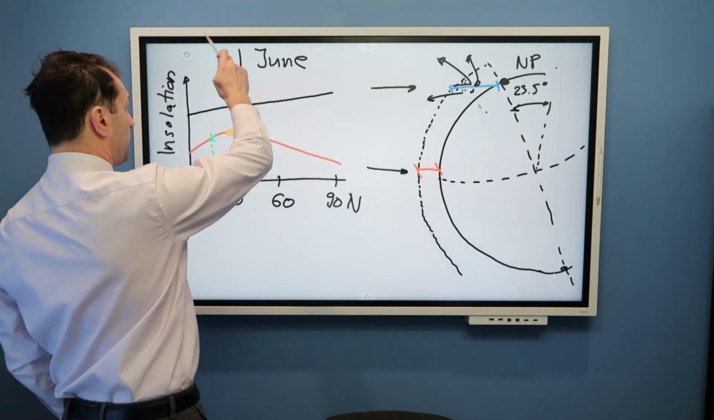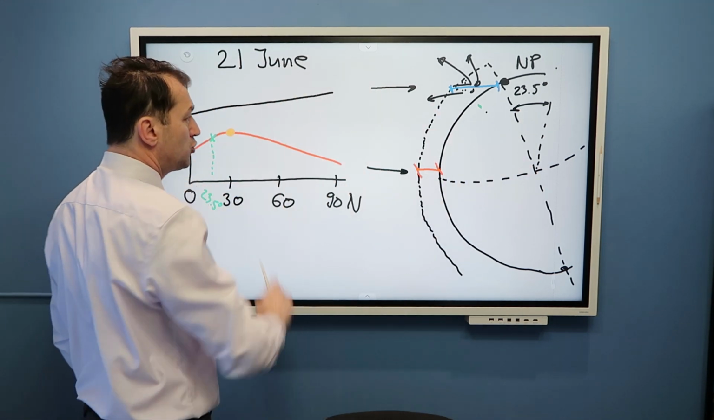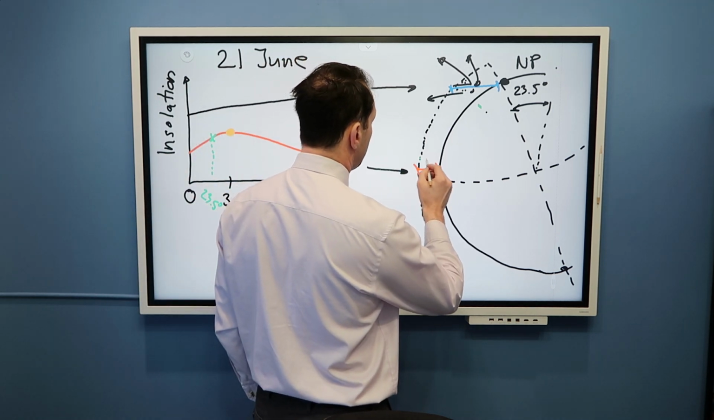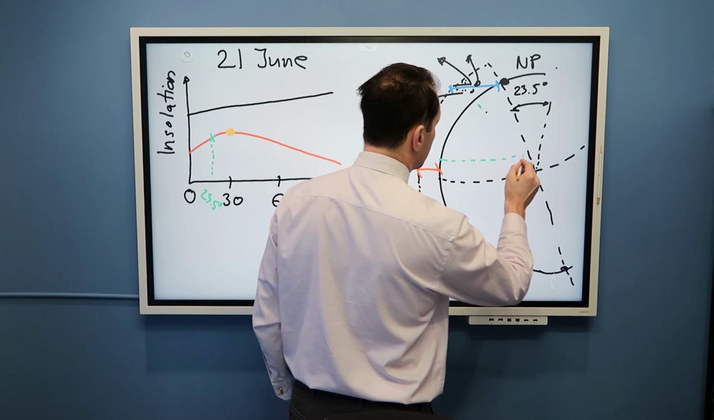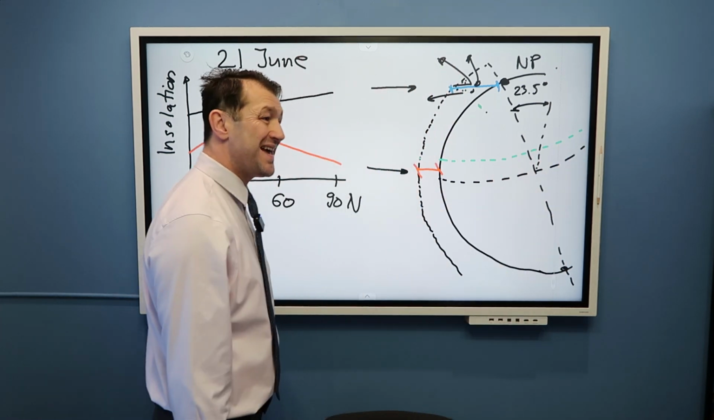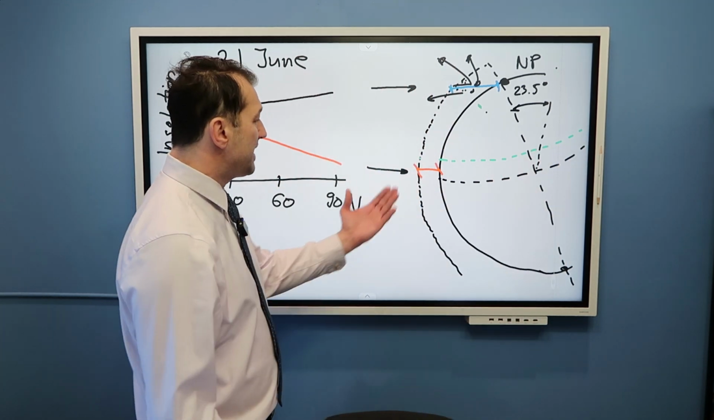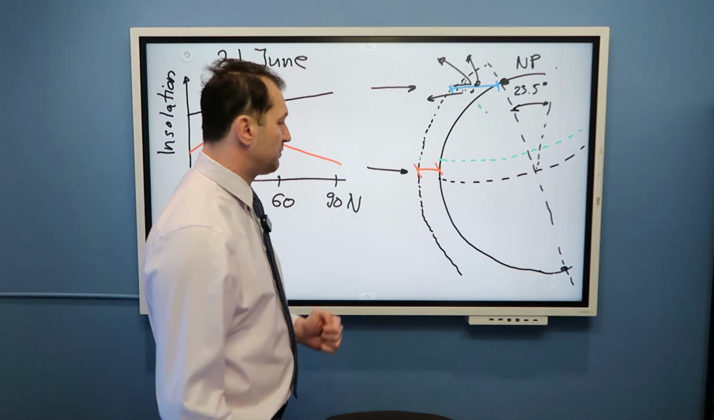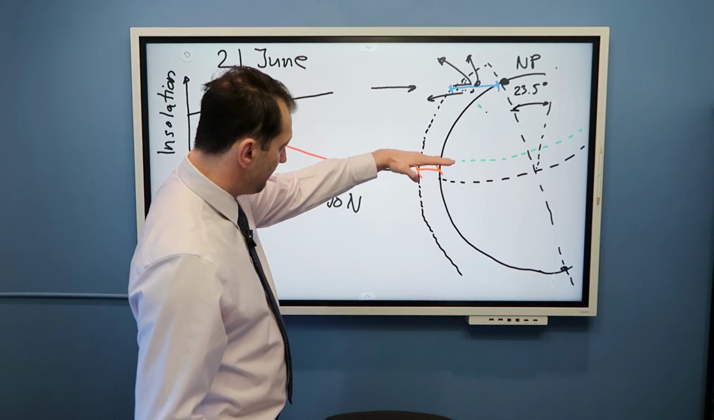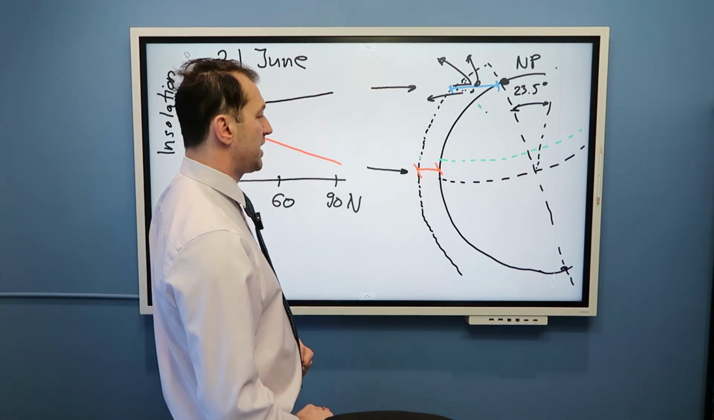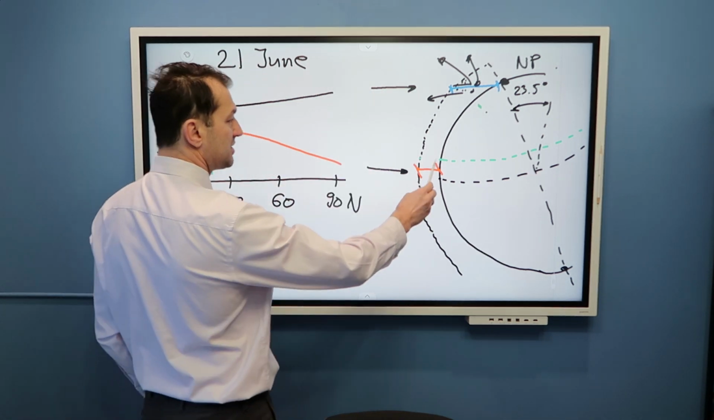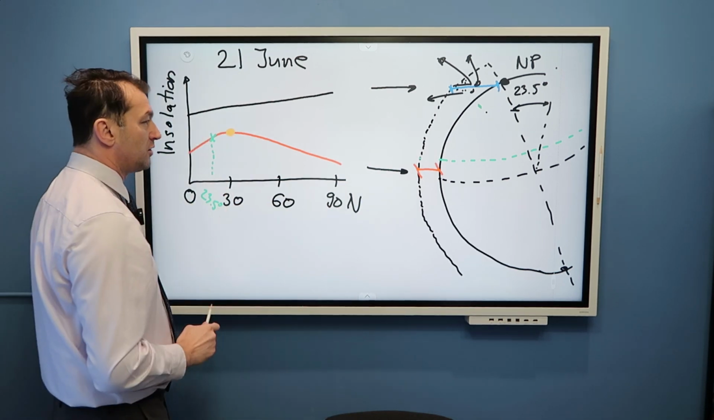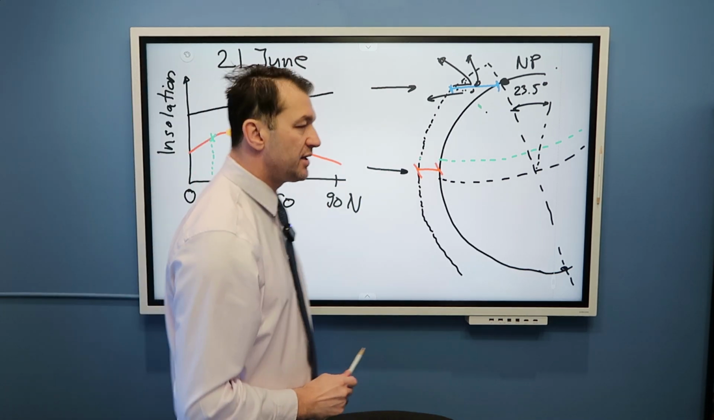So as you know from my previous videos, on 21st June, this latitude of 23.5 degrees, which is known as the Tropic of Cancer, receives the highest amount of solar radiation at the top of the atmosphere. In other words, the surface is perpendicular to solar rays. So why is the maximum not here, but the maximum is more north at 30 degrees? The reason is the following.